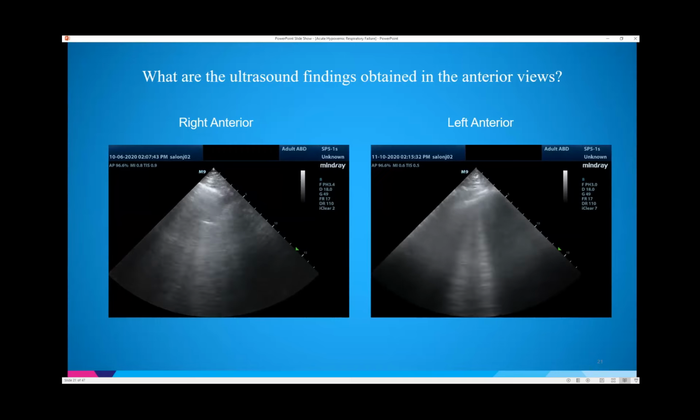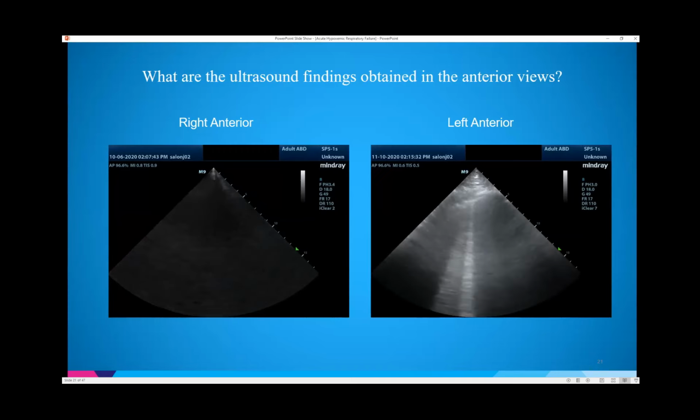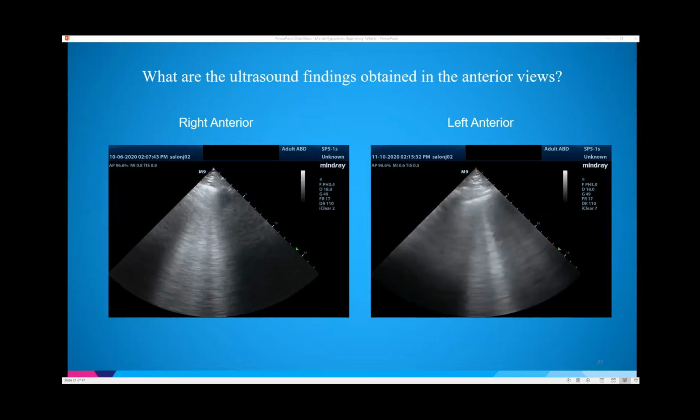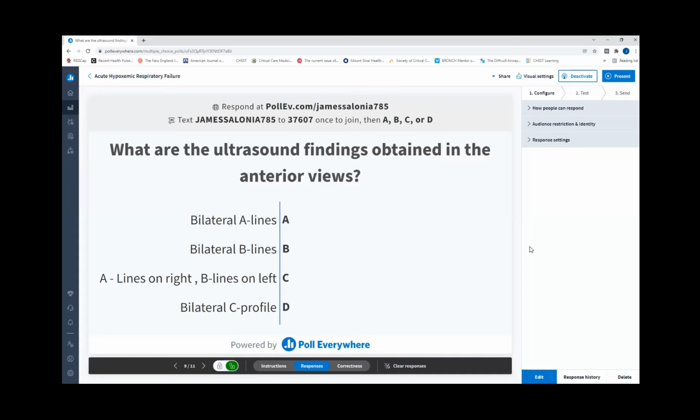So what are the ultrasound findings obtained in these anterior views? Excellent. So very clear B lines, those vertical lines, right, moving with the pleura, dominant over A lines, representing an interstitial or intraalveolar filling process. Remember, keep it broad at first. You don't want to jump to a presumptive diagnosis. So interstitial or intraalveolar filling process.